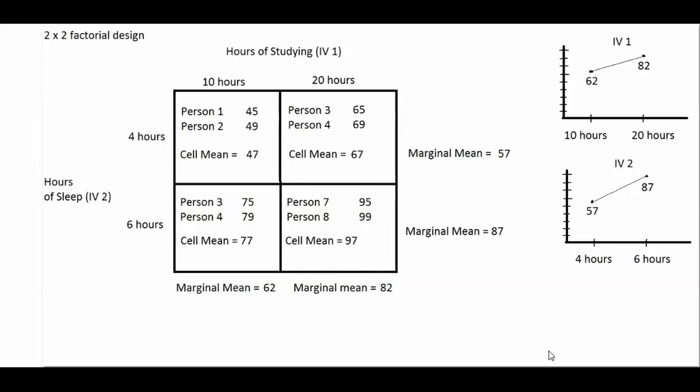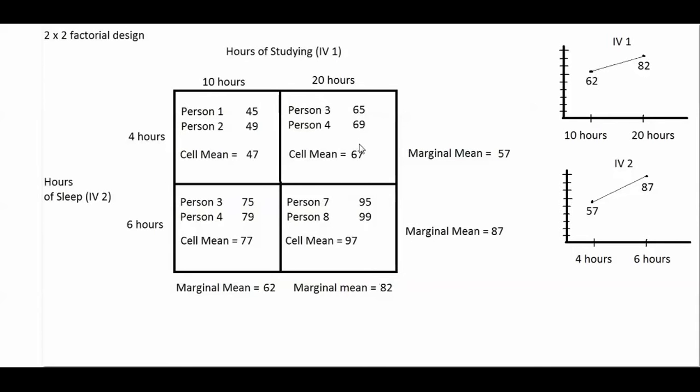Let's start by looking at whether the effect of IB1 depends on the level of IB2. In the 4-hour condition, the mean exam score of the 2 people who studied 20 hours is 20 higher than the mean exam score of the 2 people who studied 10 hours. In the 6-hour condition, the mean exam score of the 2 people who studied 20 hours is 20 higher than the mean exam score of the 2 people who studied 10 hours.